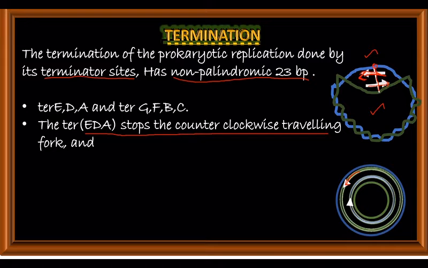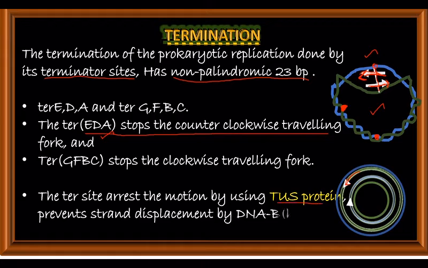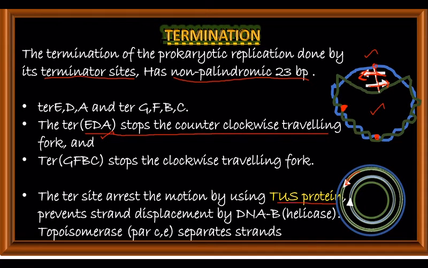So when it encounters the TER EDA, these 3 sites at the blue strand, what happens? It stops the replication. Similarly, the newly synthesized strand from the green strand travels in the clockwise direction. When it encounters the GFBC TER sites at the green strand, what happens? It stops the further replication. The TER sites arrest the motion using TUS protein, the very important protein, so that it will arrest the motion of the replication fork.